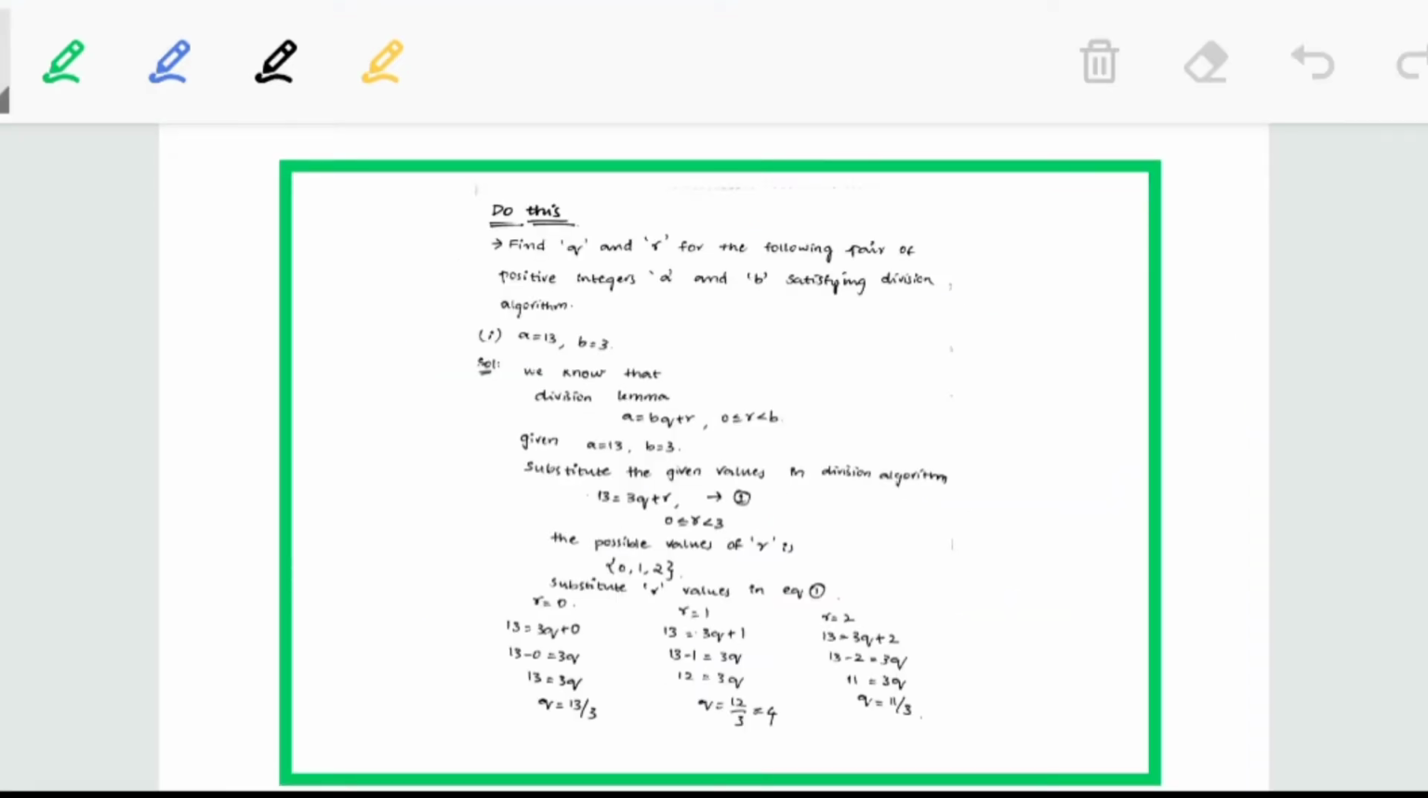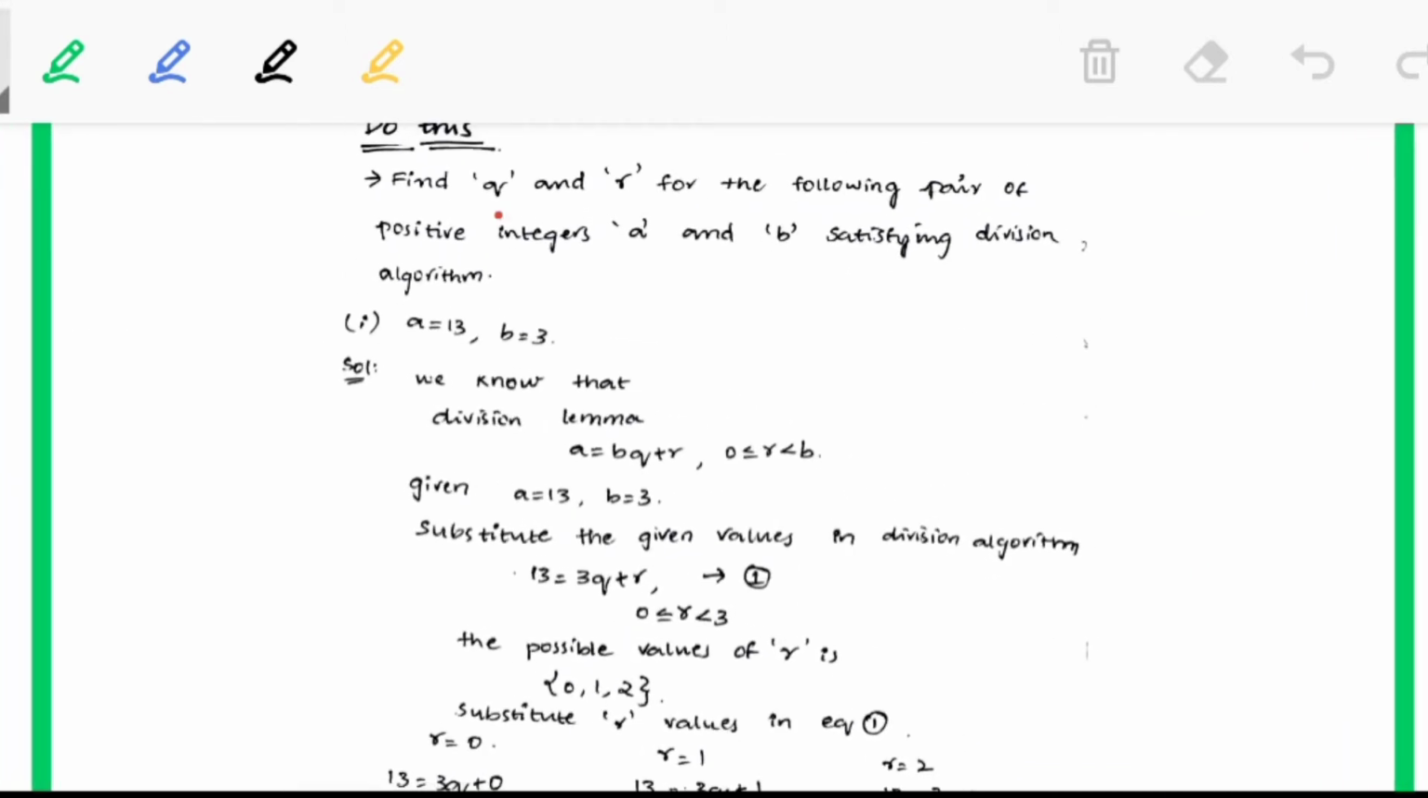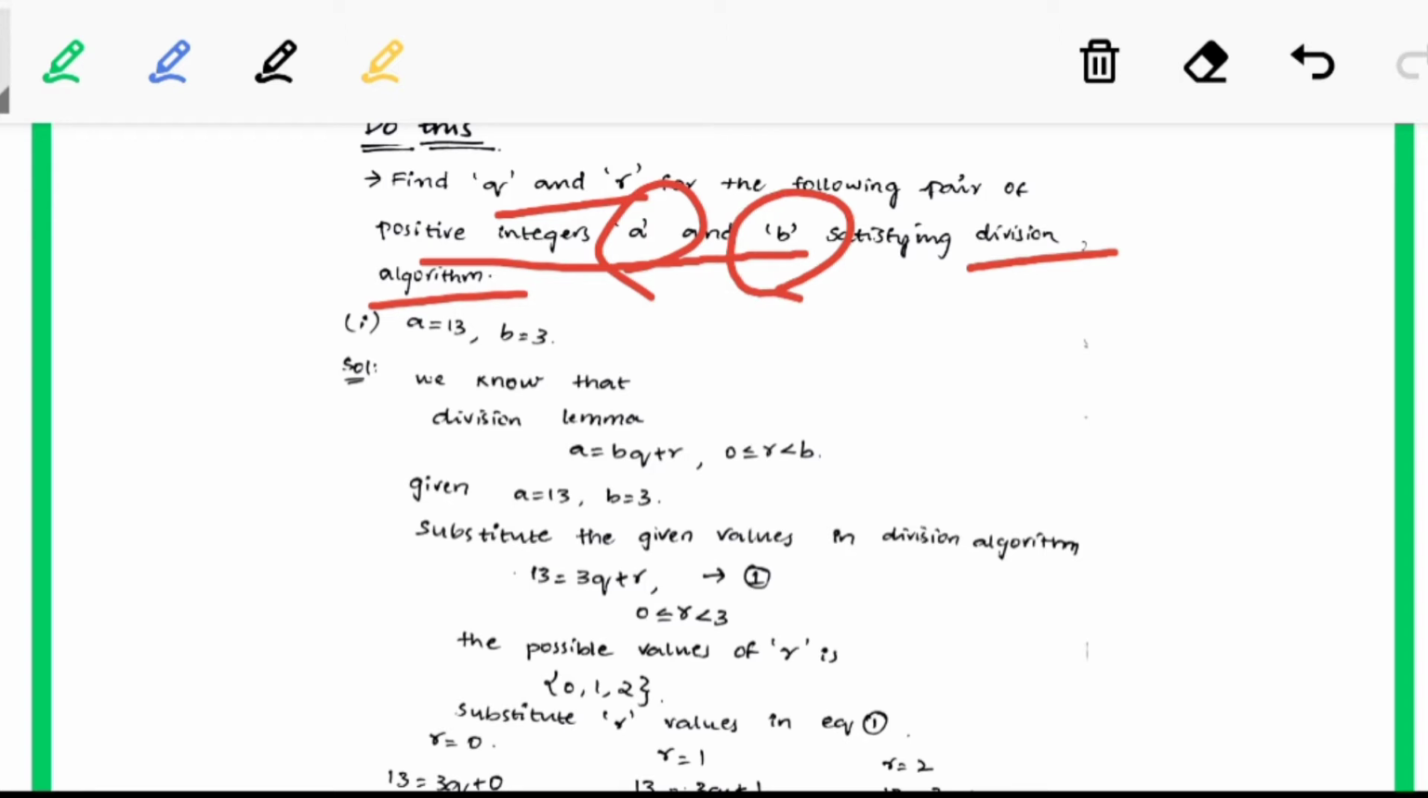Now this is the example for division algorithm. Let us see the question first. The question is, find q and r for the following pair of positive integers a and b satisfying division algorithm. The question says that they are going to give two values a and b, which are positive integers, and we need to find the values of q and r using division algorithm. Let us look into the first example, that is a equal to 13 and b equal to 3.